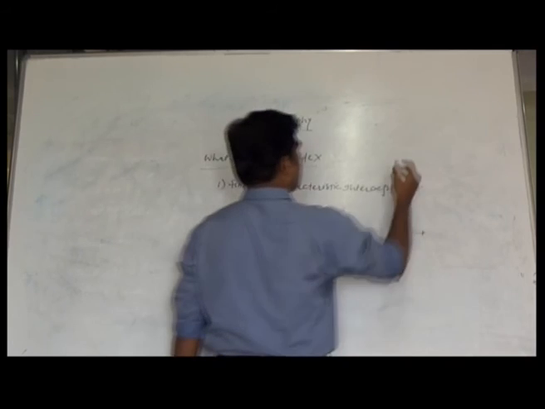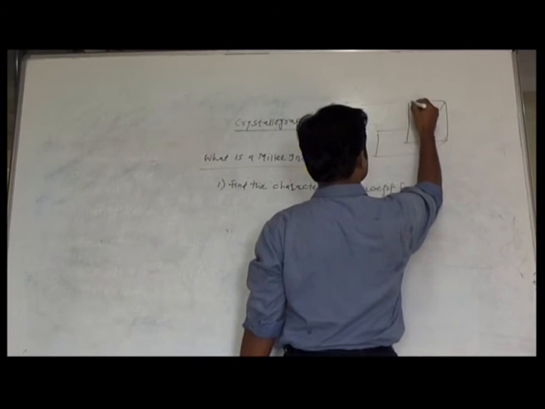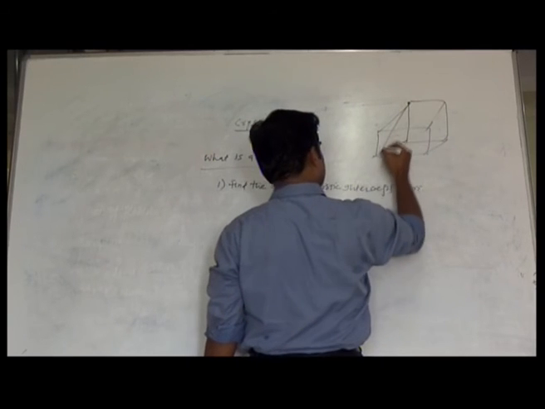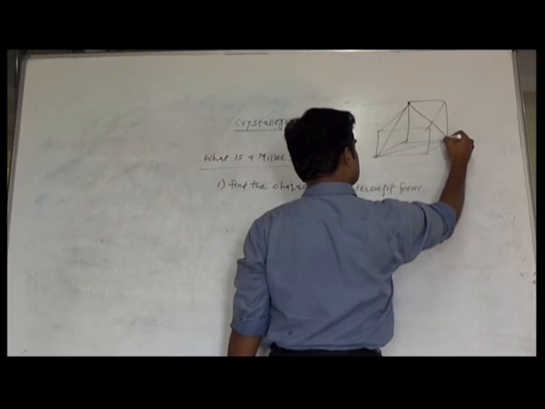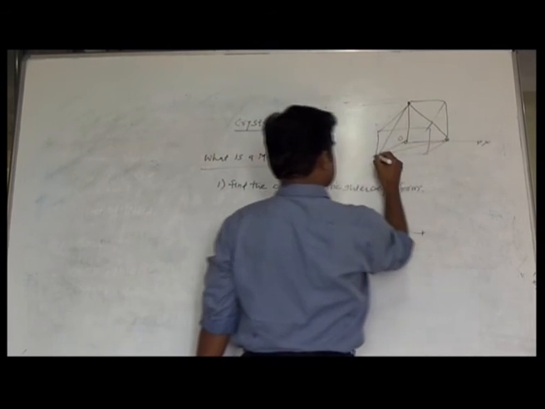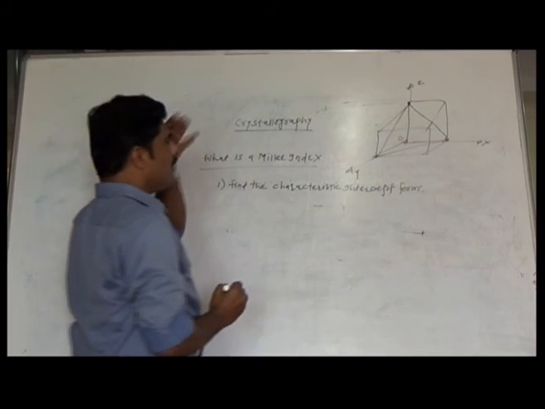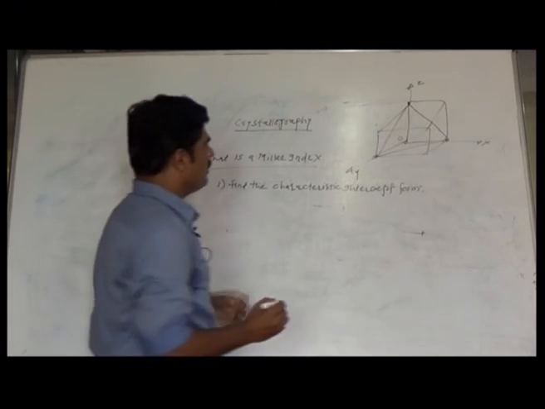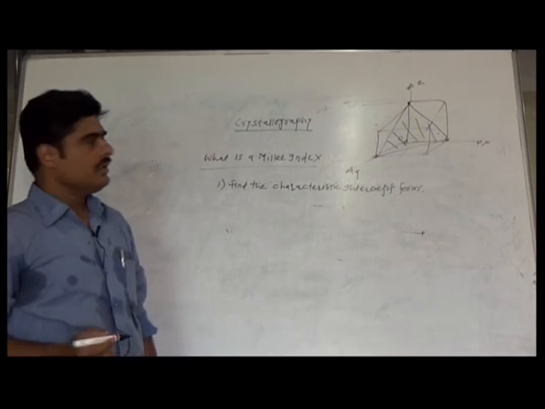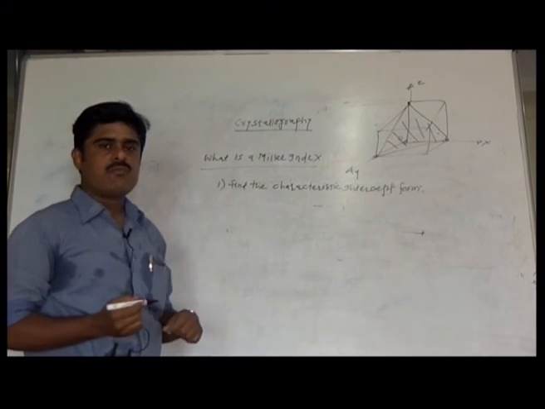Suppose for example, I draw here one cube, and in the cube I am showing any plane, let us say this plane I am defining here. This is my origin, this is the direction of the x-axis, this is the direction of the y-axis, this is the direction of the z-axis. So all three axes are defined. This is the plane. Then for this plane I need to find the characteristic intercept form.